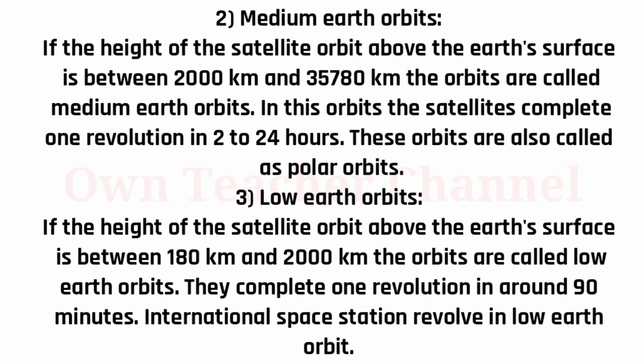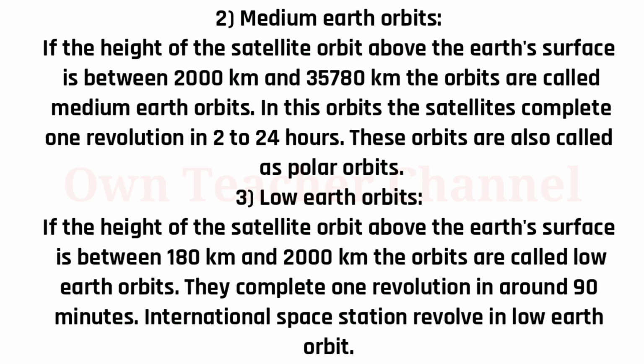2. Medium Earth orbits. If the height of the satellite orbit above the Earth's surface is between 2000 km and 35,780 km, the orbits are called medium Earth orbits. In these orbits, the satellites complete one revolution in 2 to 24 hours. These orbits are also called polar orbits.